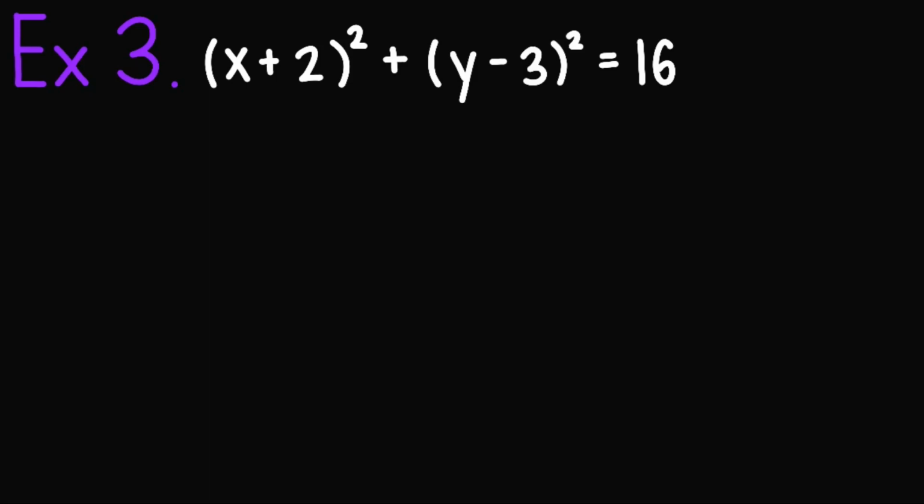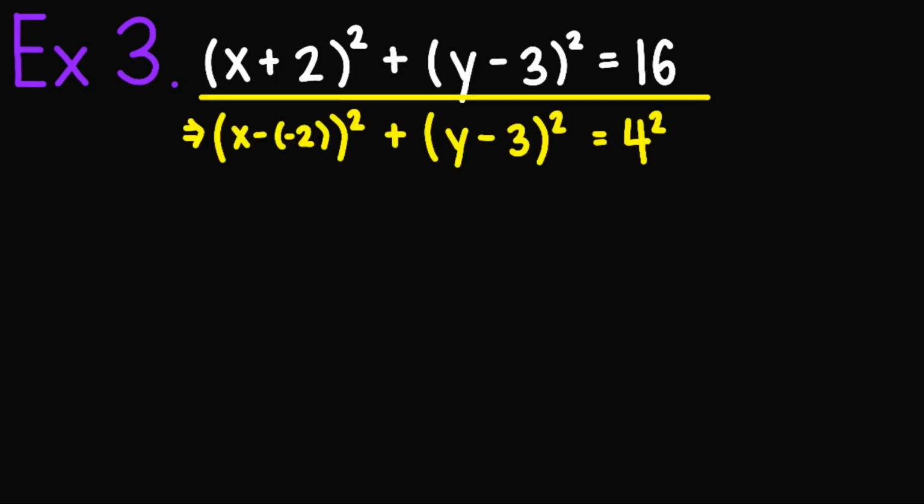Okay, good. So let's start. In here, take note that this is already in center radius form. But to simplify further, we can do something about this. Given this, we can express this as x minus negative 2 squared plus y minus 3 squared equals 4 squared. As you can see, the center here will be given by the point negative 2, 3, while the radius is given by 4.